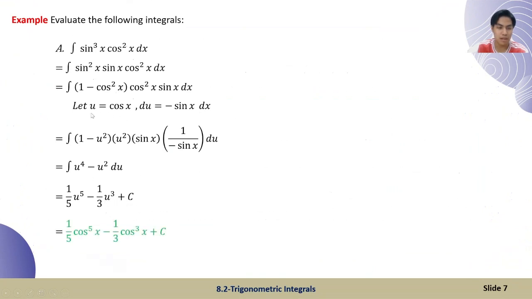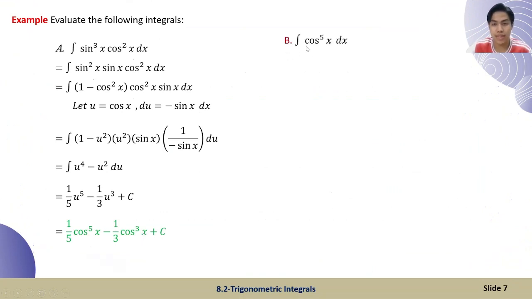We plug u equal to cosine x back into this equation. We will have 1 over 5 cosine to the power of 5x minus 1 over 3 cosine to the power of 3x plus c.